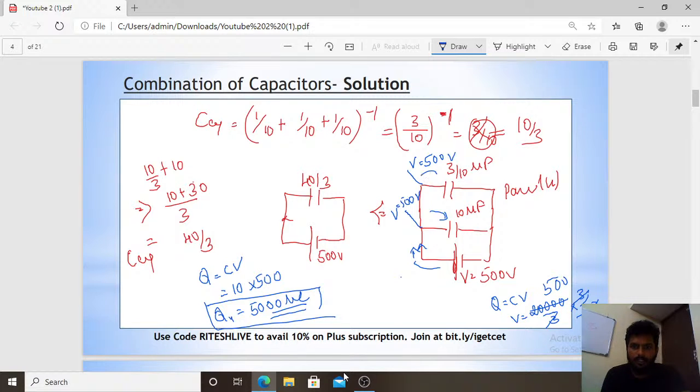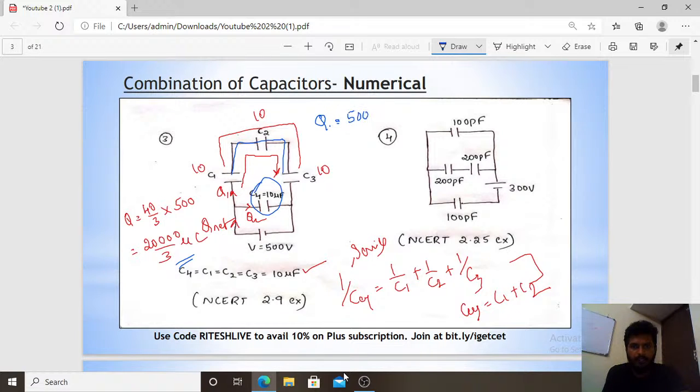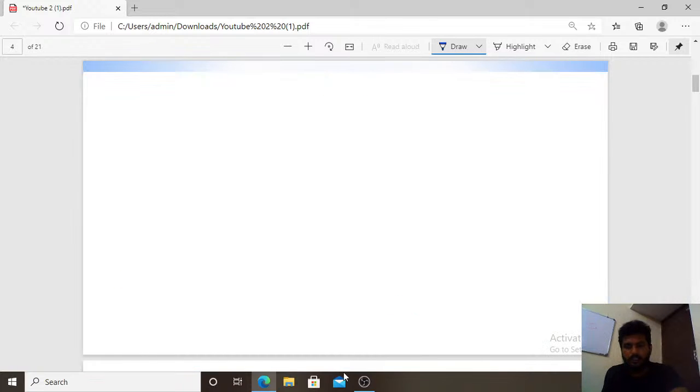Similarly, you go for another. You go for here, okay, 500 into V, that is 500 into C, how much? 3 by 10. 10 ones are 10, 5s are 50. Okay, 50 by 150. 150 microcoulombs I get. But this is combination of all three. So I can directly write Q1 will be 500 divided by 3, right? How much I got?